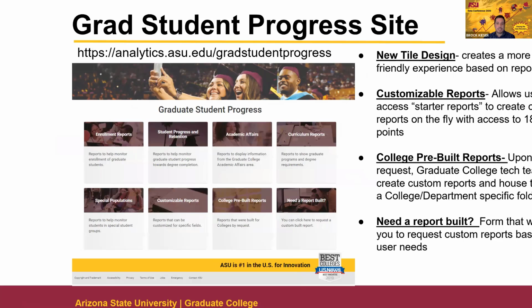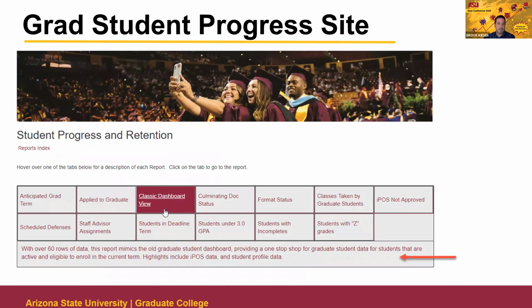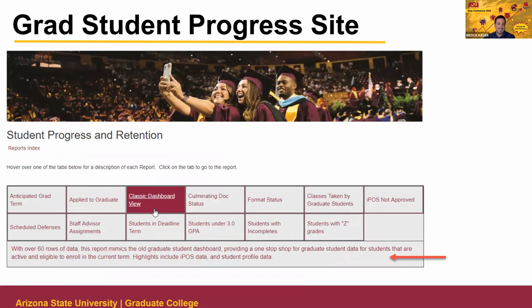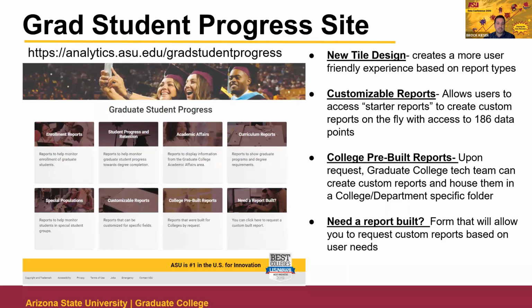You can also request reports built. We can build custom reports for you. We added a tile here for need a report built. It brings you to a form where you can fill it out, and it will submit a Jira ticket to us, and we will custom build a report for you. And then we can add it to the college pre-built report section. If you click here, there's a folder for each college, and then it goes down into a department level. Okay, next slide.